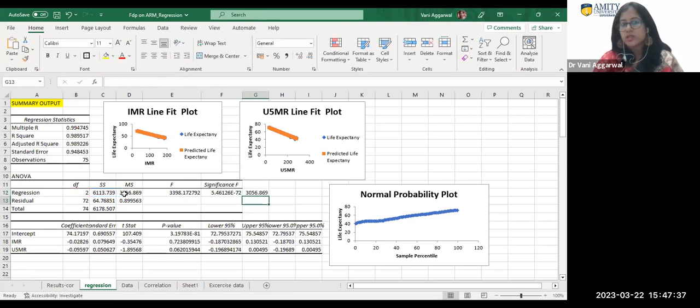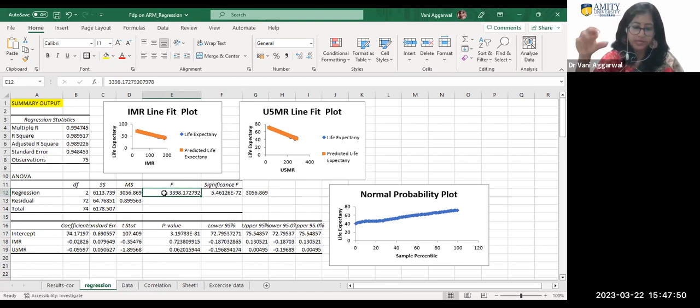Okay, so this is your mean sum of square, the average sum of square. This is nothing but sum of square divided by your degree of freedom. Now what is F? The F statistic tests the overall significance of the model, whether your model is significant or not. And this significance F is basically the p-value of the F statistic.